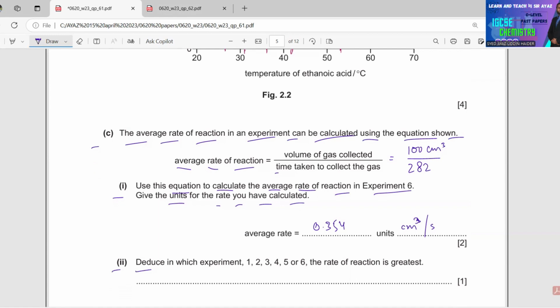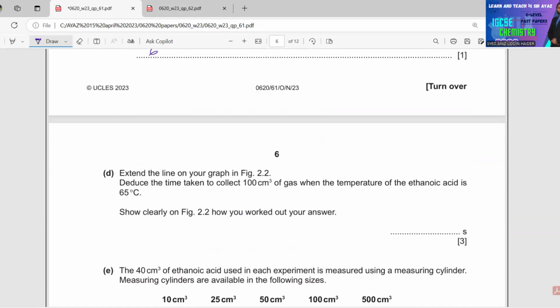Number two, deduce in which experiment 1, 2, 3, 4, 5, or 6 the rate of a reaction is greatest. It's obvious the highest temperature is in experiment 6. So experiment 6 must be the experiment in which the rate of the reaction is greatest.